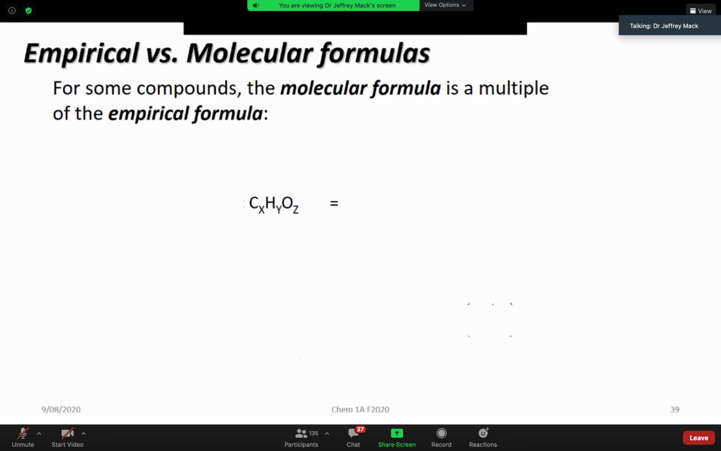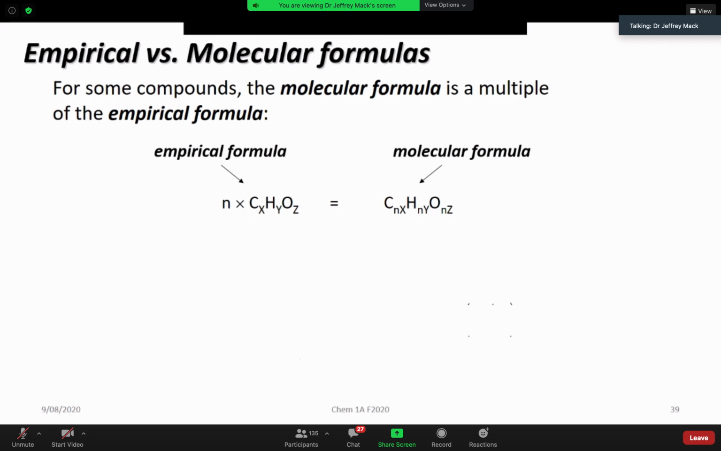And so, let's say I have a compound that contains carbon, hydrogen, and oxygen, where X, Y, and Z are the subscripts, right? So 1, 2, 3, 4, and so forth. If I take that empirical formula and I multiply it by an integer, that integer will distribute itself throughout the formula such that I end up with a molecular formula that is CNX, HNY, and ONZ, right? You can see that it's distributed all the way through.